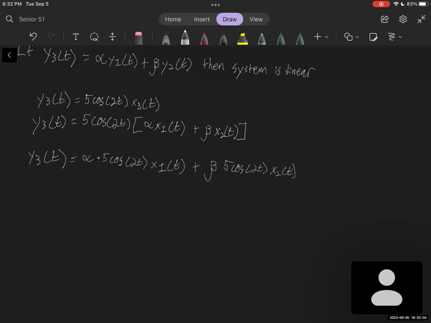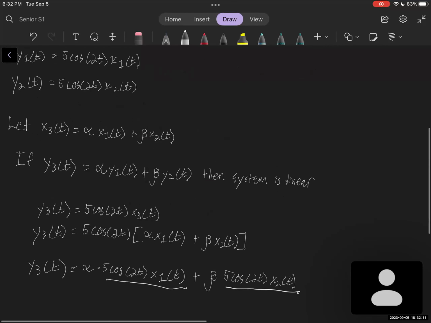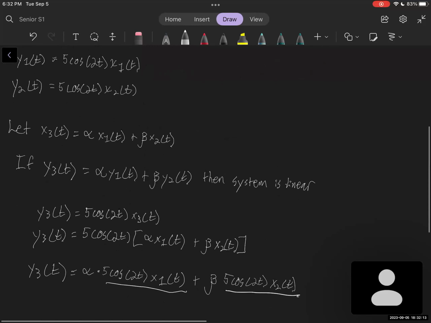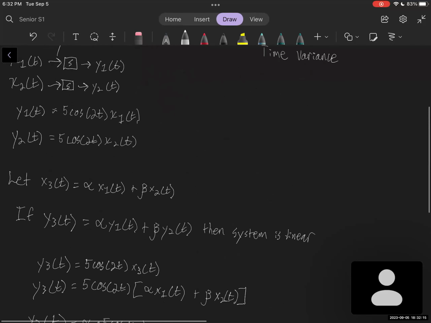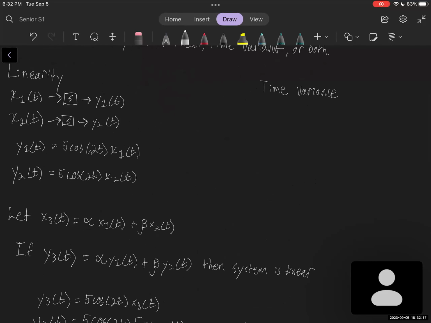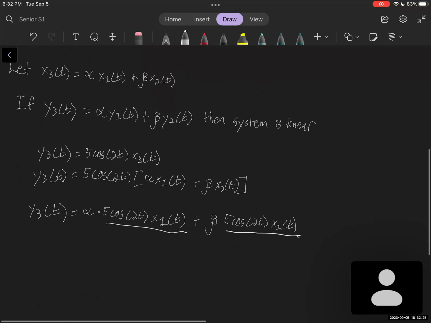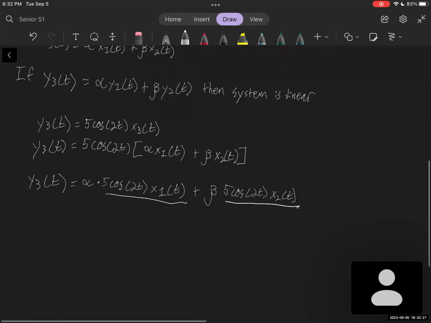And now you can see that this term and this term we have defined above as our outputs from when we inputted them separately. So we get y1 of t is equal to 5 cosine 2t x1 of t, and y2 of t is equal to 5 cosine 2t x2 of t, which is the same thing we have down here, but scaled. So we can redefine this in terms of our previous outputs.